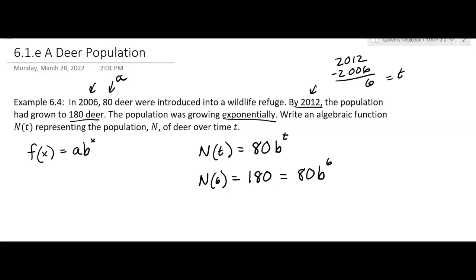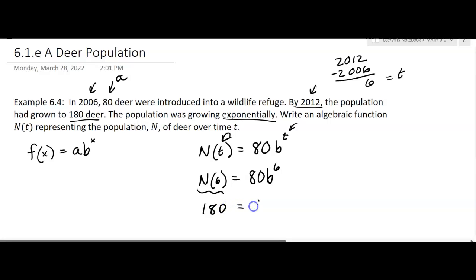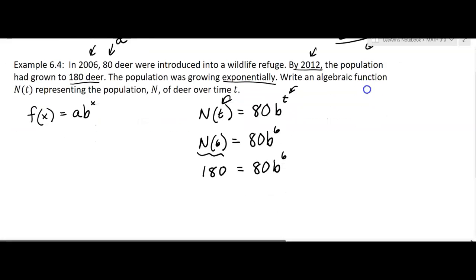Maybe I can write that better. Maybe this looks better. 80 b to the power of 6, right? Just putting in 6 for t. But we know the population in 6 years is 180. So maybe that looks better that way. Okay, now how do we solve for b?